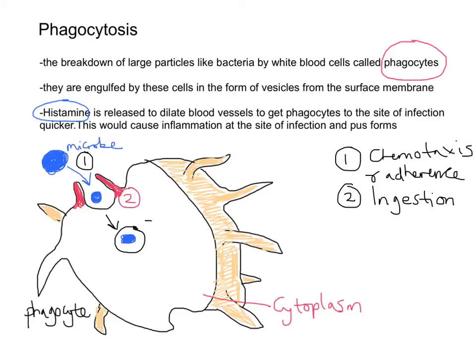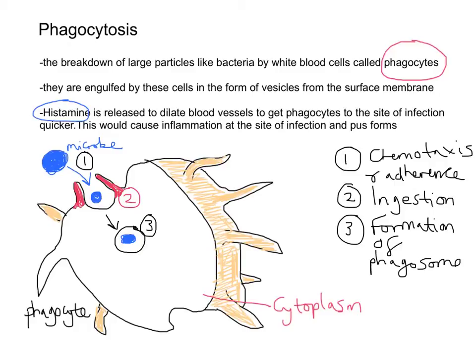So what we form at number 3, if we imagine that microbe being engulfed or enveloped by the membrane, you get the formation, so number 3 is the formation of what's called a phagosome. So we have the formation of a phagosome.